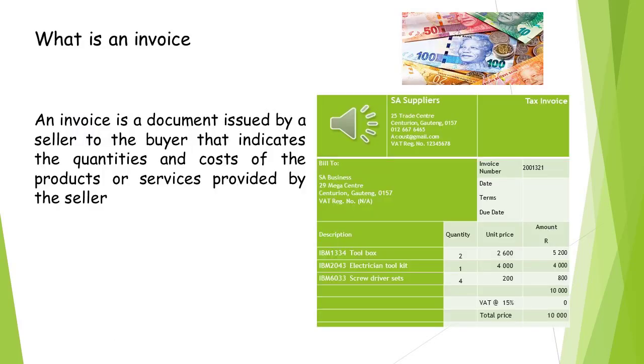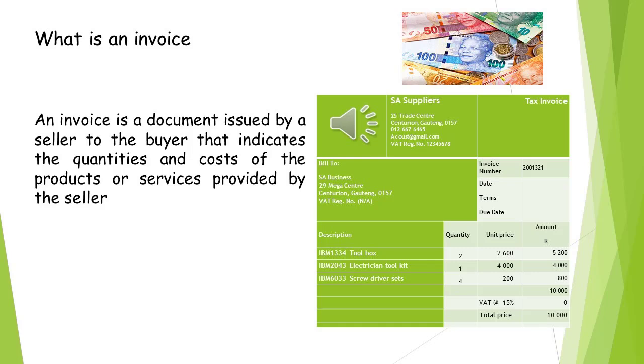The source document issued by the seller of the goods sold on credit is an invoice. An invoice is a document issued by the seller to the buyer that indicates the quantities and costs of the products or services provided by the seller. The invoice is a written acknowledgement that the seller sold the inventory to the buyer of the goods.